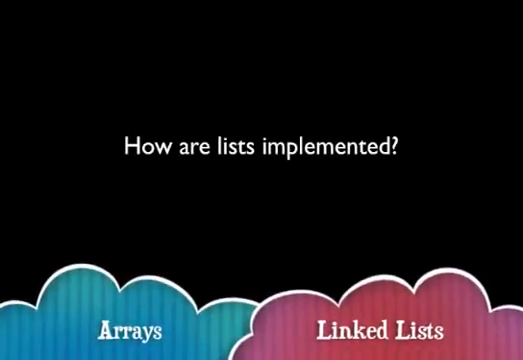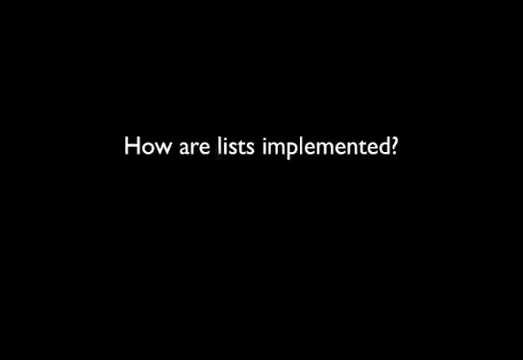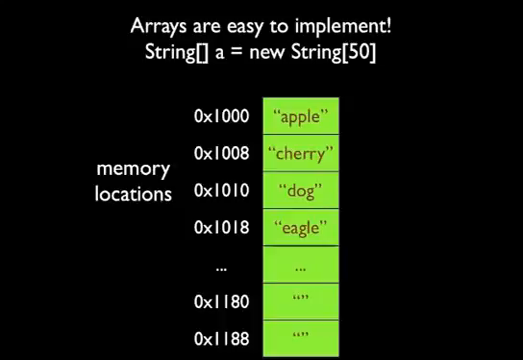So, how are lists implemented in computers? You can use either arrays or linked lists. Arrays are easy to implement. You allocate a block of memory and get it to behave like a list. As you can see in the diagram, this is an array of 50 strings that are stored in contiguous memory locations. So, why have linked lists at all?